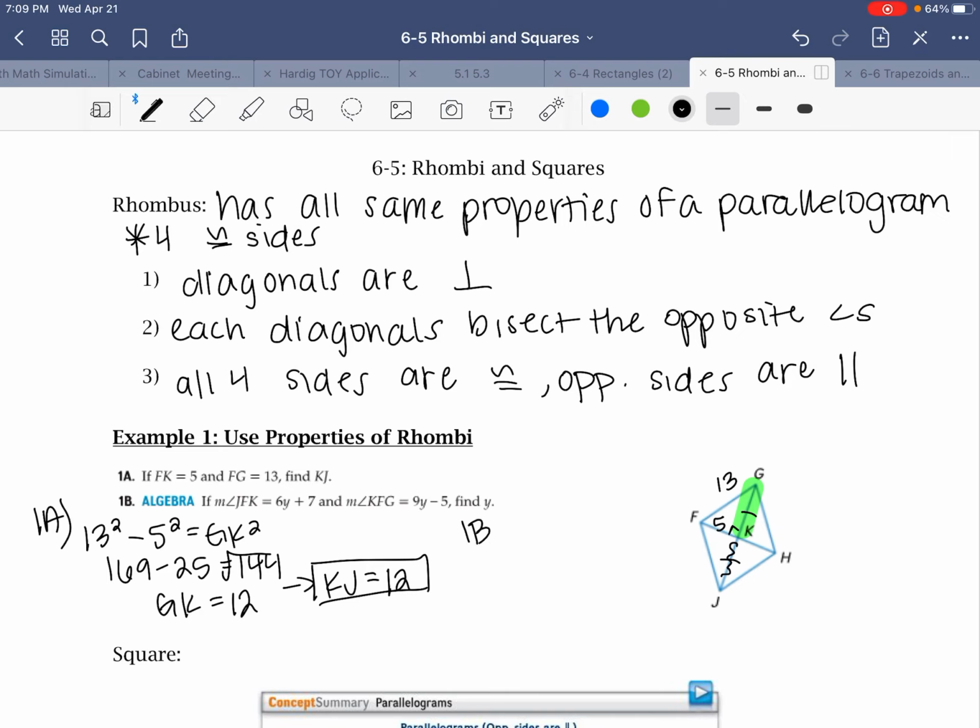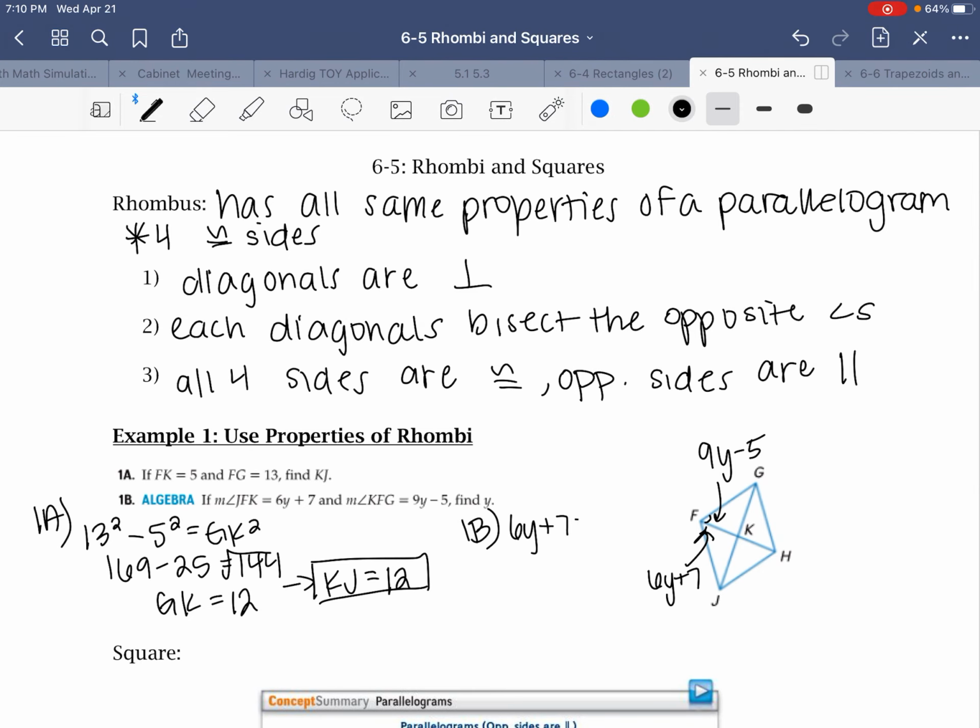When we take a look at 1b, now they're telling us that the measure of angle JFK is equal to 6y plus 7, and that the measure of KFG is equal to 9y minus 5. So now we're going to use that third property where we know that diagonals bisect opposite angles. So angle GFK and angle KFJ are congruent. So I can take 6y plus 7 and set it equal to 9y minus 5, which tells us that 3y is equal to 12 and that y is equal to 4.